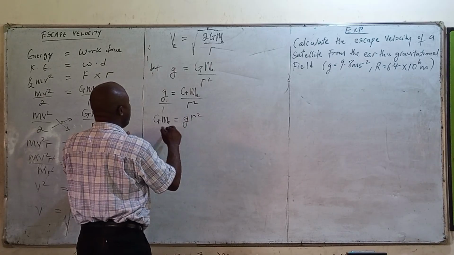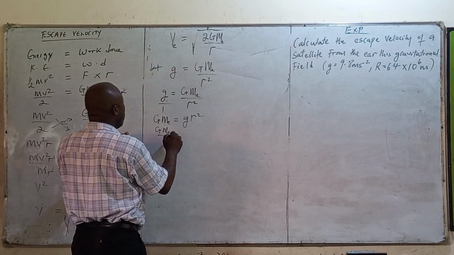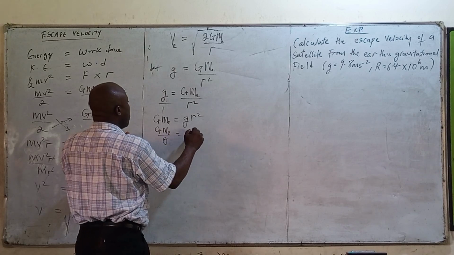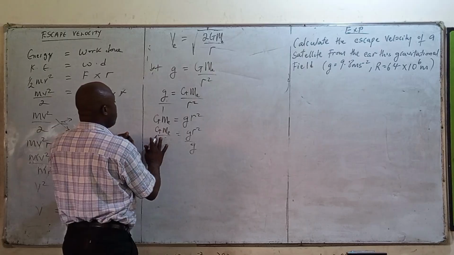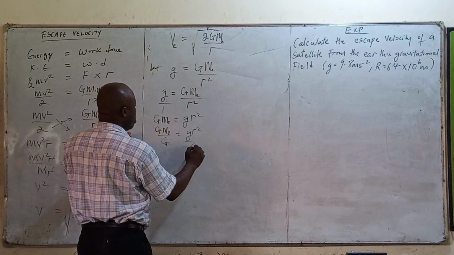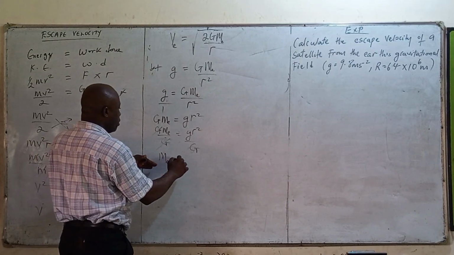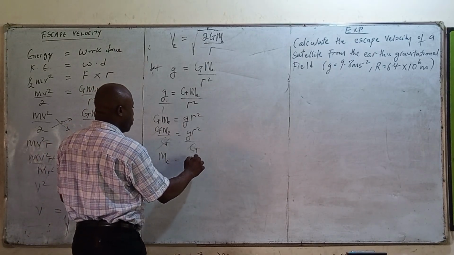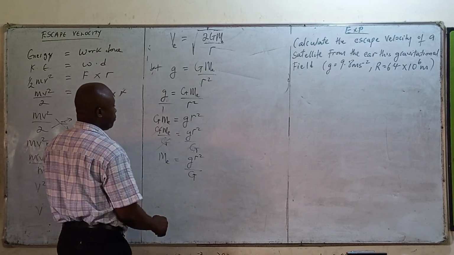So divide both sides by G. You have G M E over G equal to g R squared over G. So we're talking about big G here, big G, not small g, big G. So big G will resolve big G, left with M subscript E is equal to g R squared over capital G.